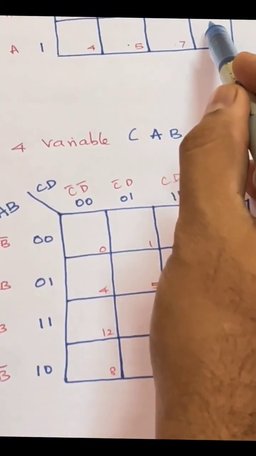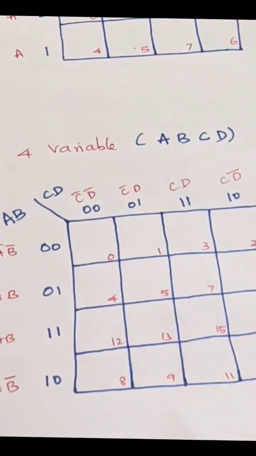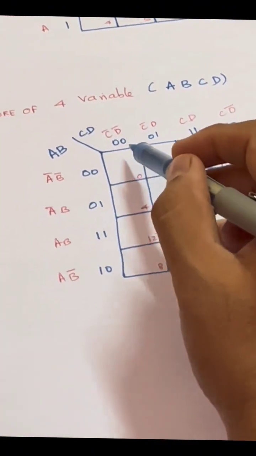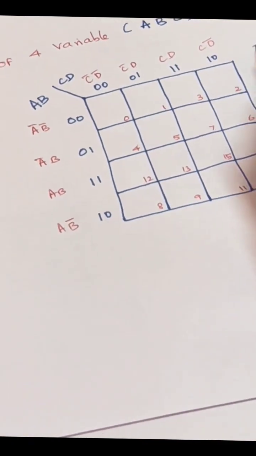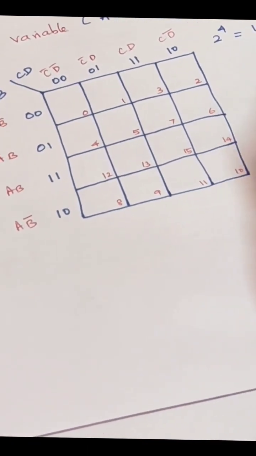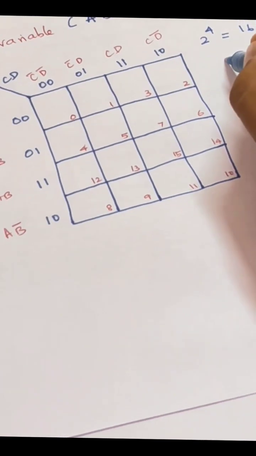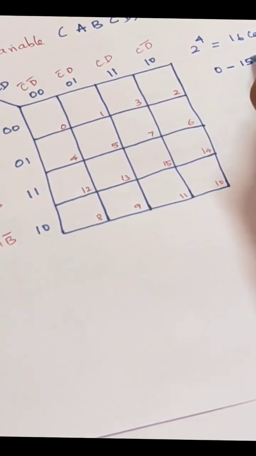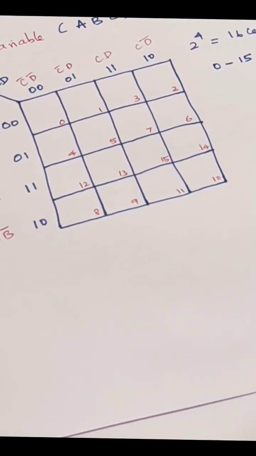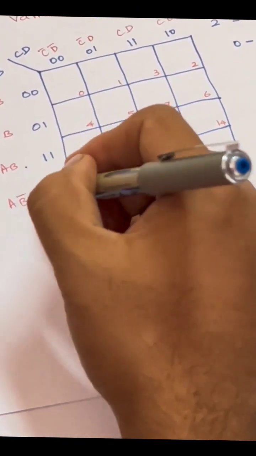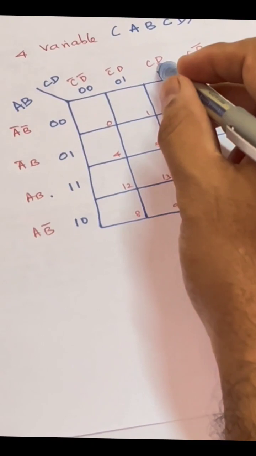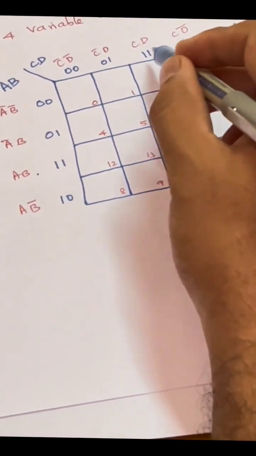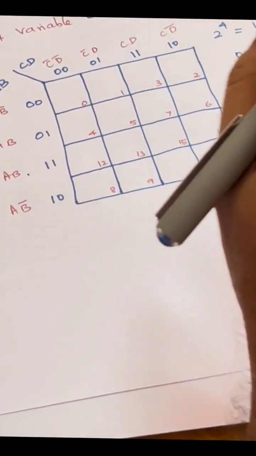The same rule is followed for four variables also. Here each cell should have only single bit variation, and in total 2 power 4 equals 16 cells. The cell numbering starts from 0 to 15. Here also the third row and fourth row will be shuffled. Similarly, column wise, the third and fourth will be shuffled to get the single bit variation in each cell.